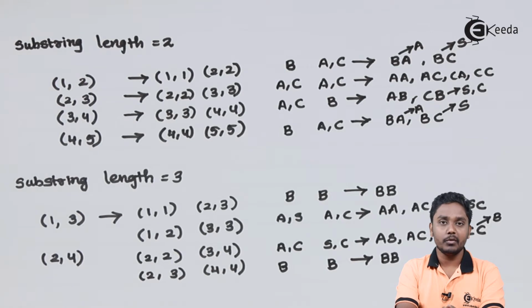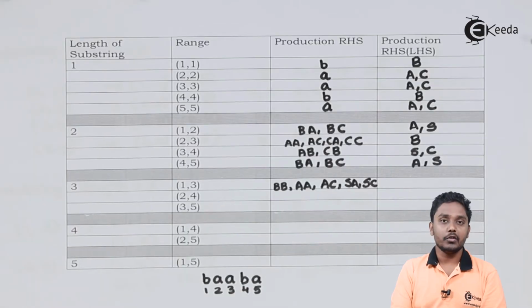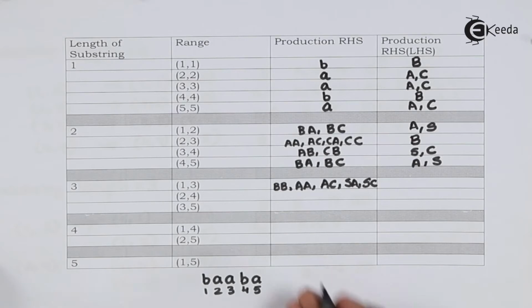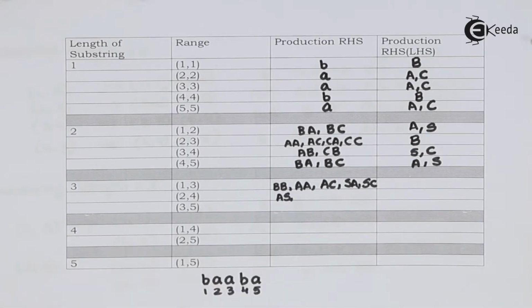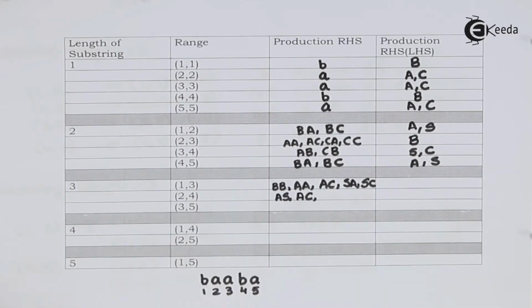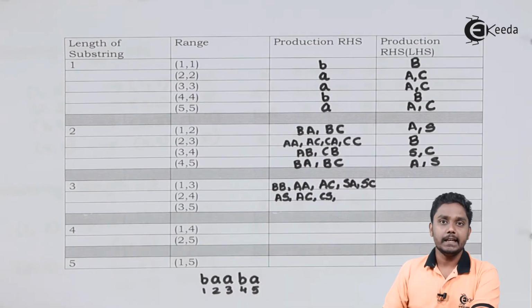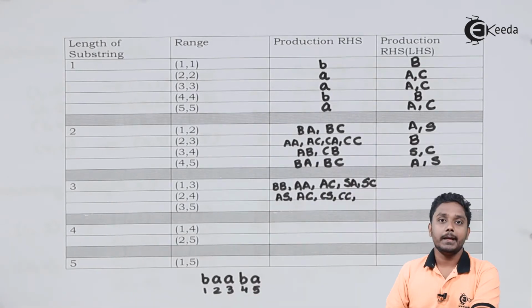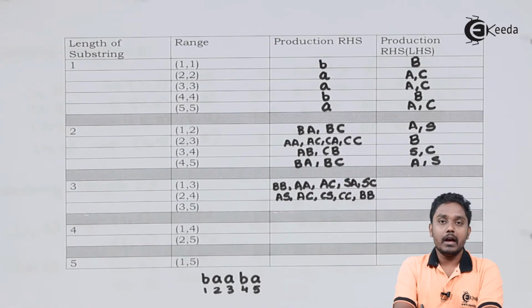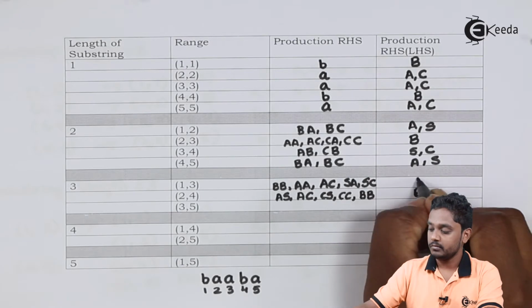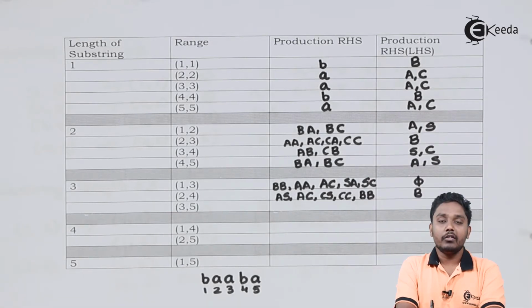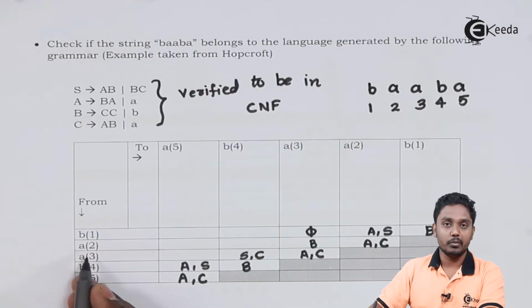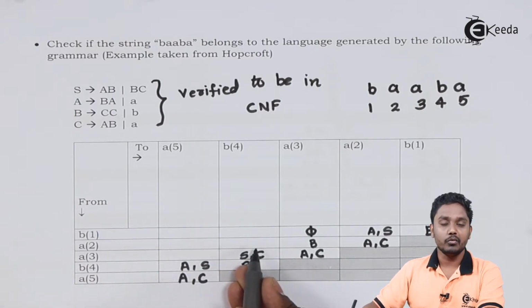Let us write down this information into our table. The RHS for string 2 4 were AS, AC, CS, CC and BB. Out of which we have only one string CC possible using LHS B. Let us write this information to our table. That is 2 4 is generated using B. This was row number 2. On column 4 we will write B.